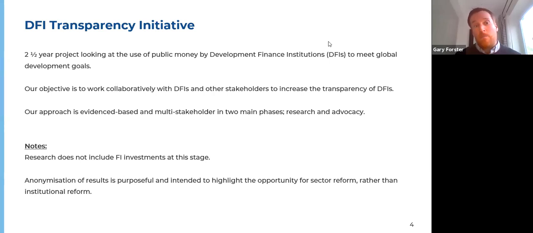And then a second point, you will see from the research that we've put in the report, as well as what we're presenting today, that we have anonymized the results, so you can't tell which DFIs are which. We've split them by bilateral and then multilateral, sovereign and non-sovereign. We've done that really to highlight what we see as the opportunity for sector-wide reform for the whole development finance sector, rather than individual institutional reform of individual agencies at the moment.